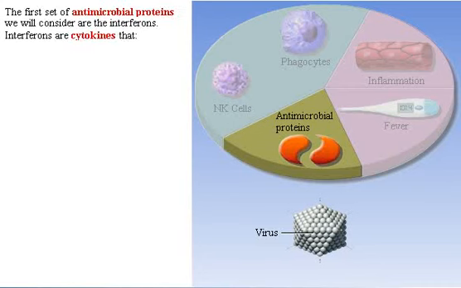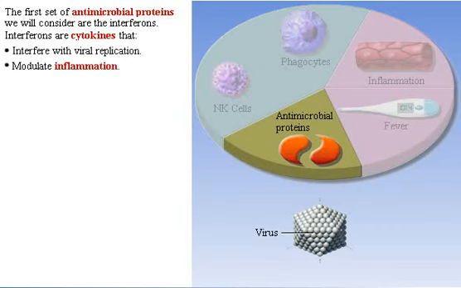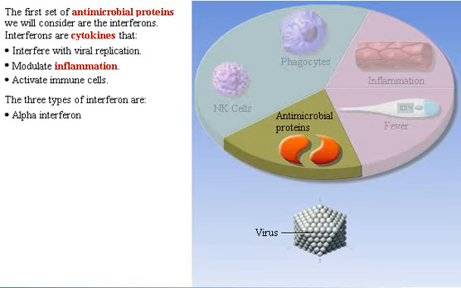The first set of antimicrobial proteins we will consider are the interferons. Interferons are members of a larger group of chemicals called cytokines that modulate the immune system. Interferons interfere with viral replication, modulate inflammation, and activate immune cells. The three types of interferon, alpha, beta, and gamma, are distinct proteins but have common as well as unique functions.